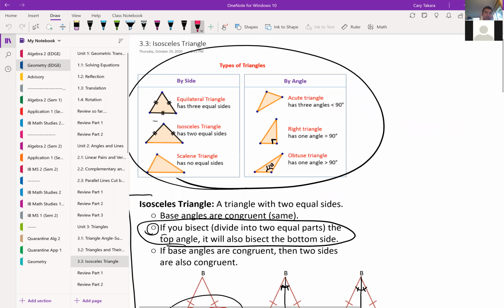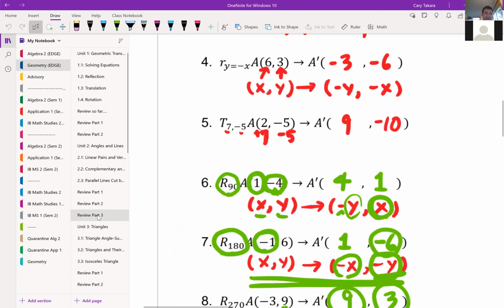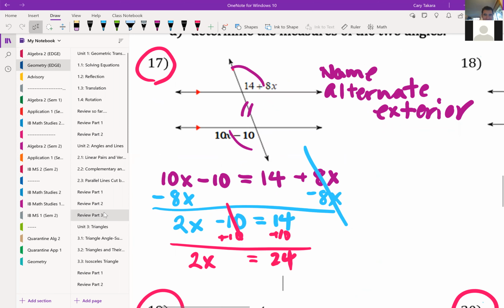Okay, right there. Then you're going to divide by 2. Divide by 2. So x equals 12.